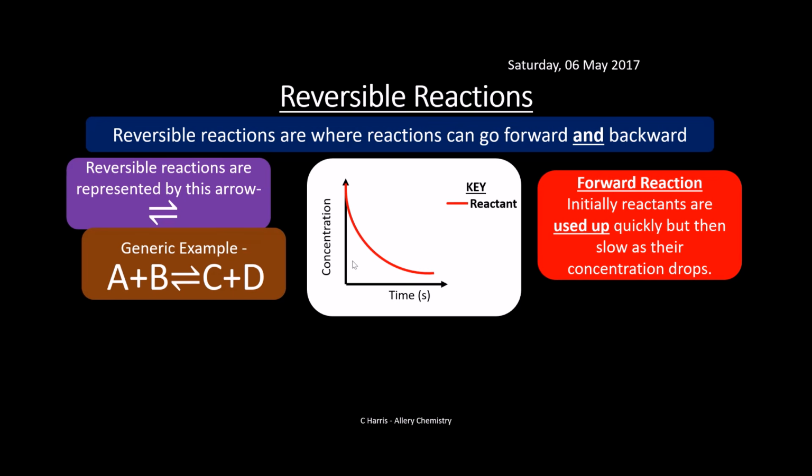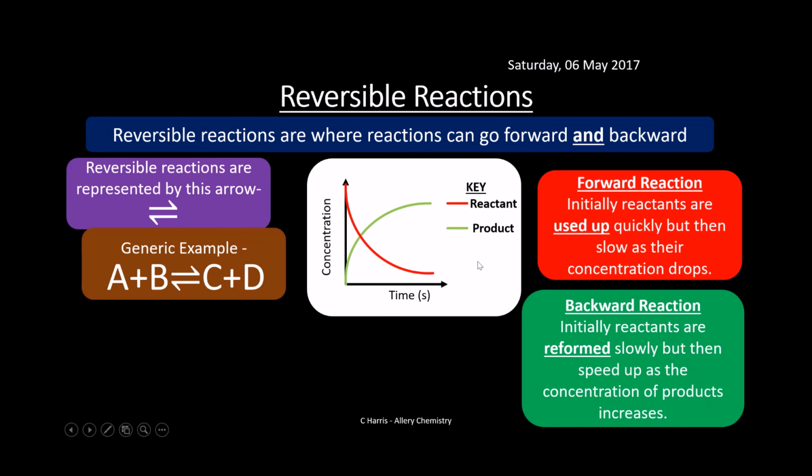Really important, some of these graphs can be a little bit confusing. Look at the forward reaction here. Initially the reactants are used up pretty quickly because you've got loads of them in the beaker, but then as the reactants get used up, we've got less and less and they become more sparse, so the concentration over time starts to decrease.